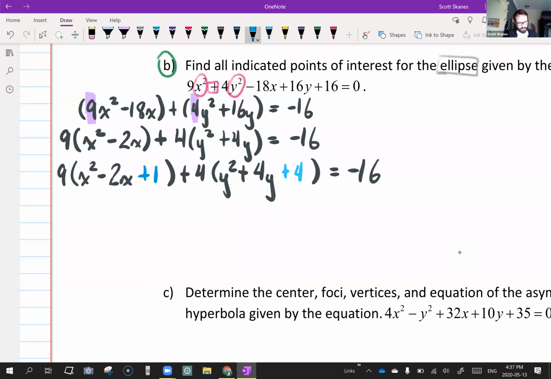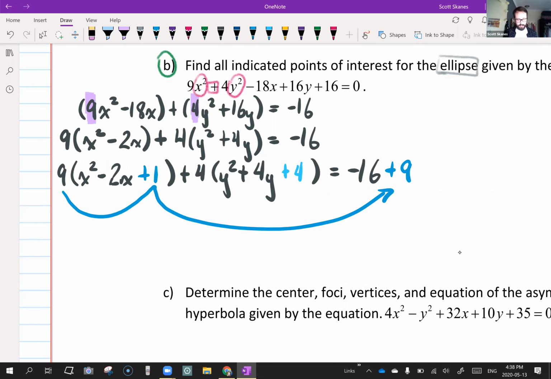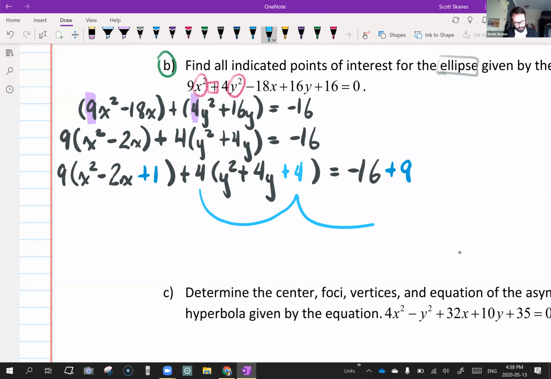The problem is, this 1 is not actually what we added. We added 9 of them. Take this 9 multiplied by 1, and that's what we need to add, because that's really what we're adding here. So they need to multiply. The other step here, this 4 times 4 is really what it gives us. What's 4 times 4? 16. So really I'm adding 16 to the left side, so I need to be adding 16 to the right side as well.